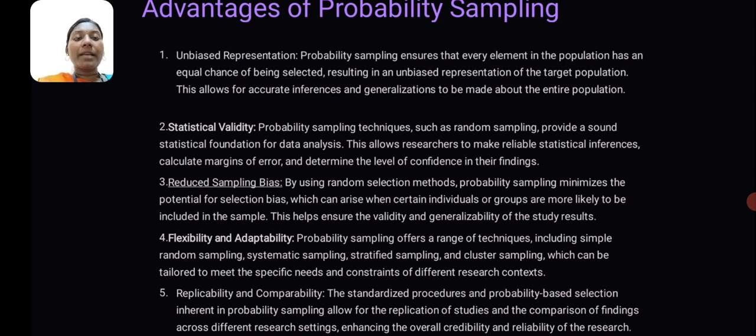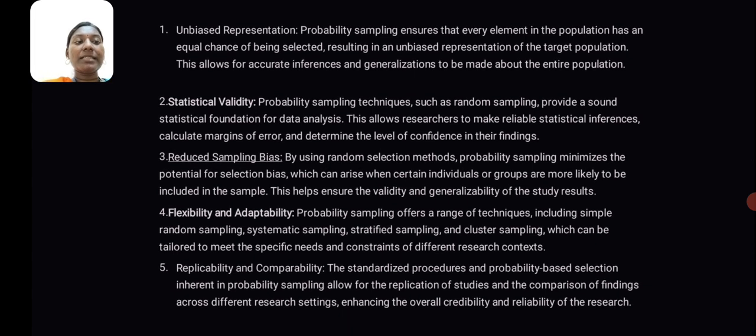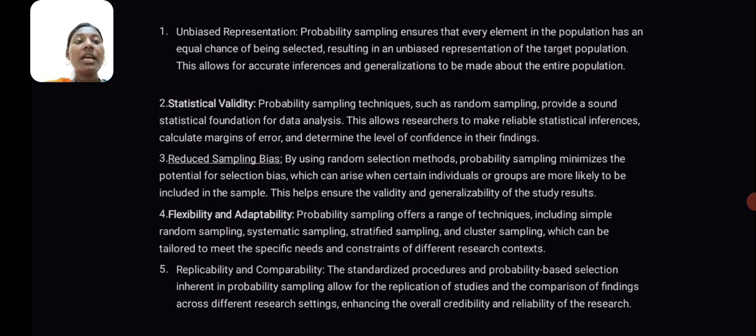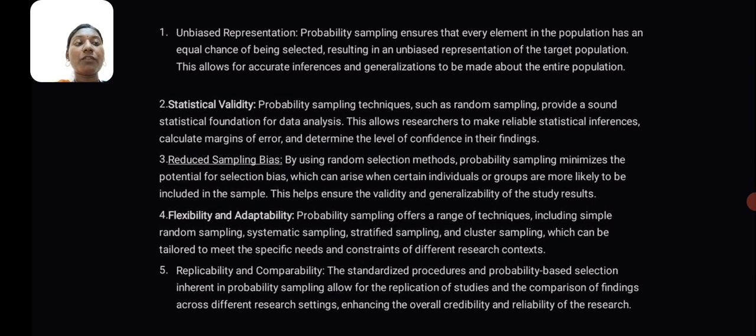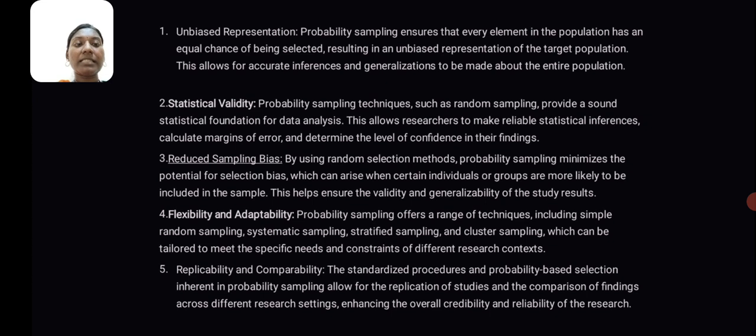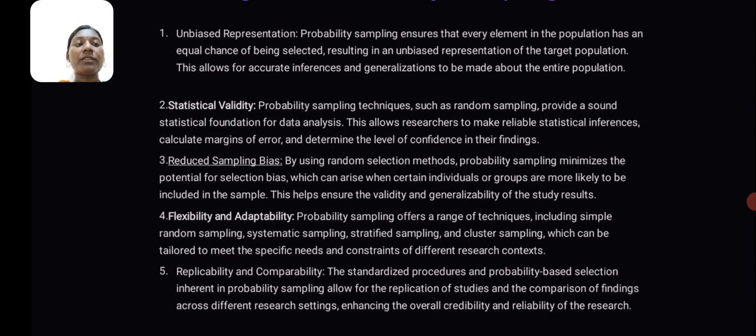Number 5, replicability and comparability. The standardized procedures and probability-based selection inherent in probability sampling allow for the replication of studies and comparisons of findings across different research settings, enhancing the overall credibility and reliability of the research.